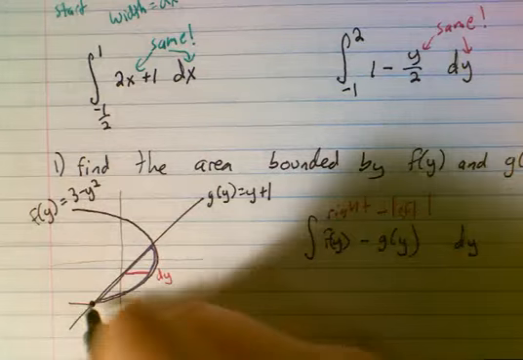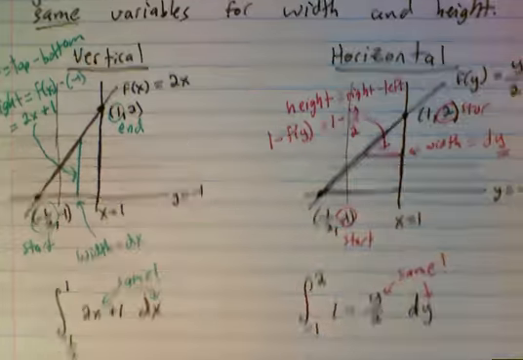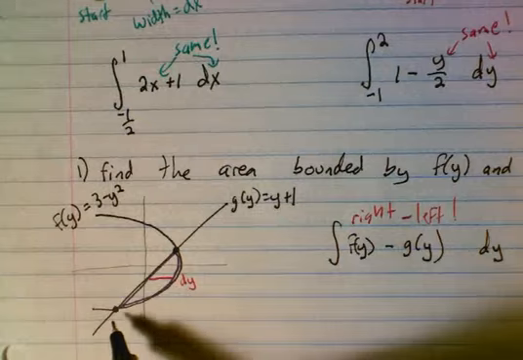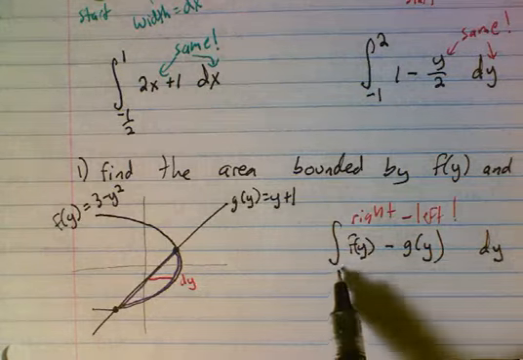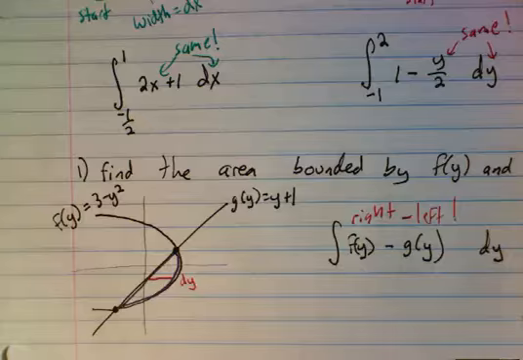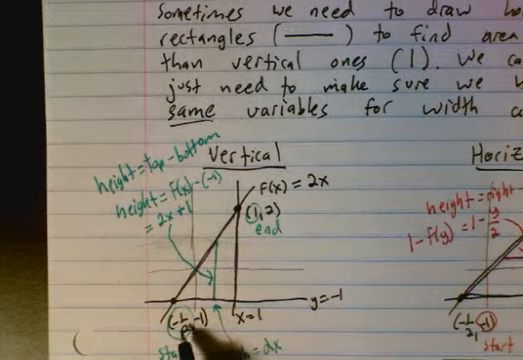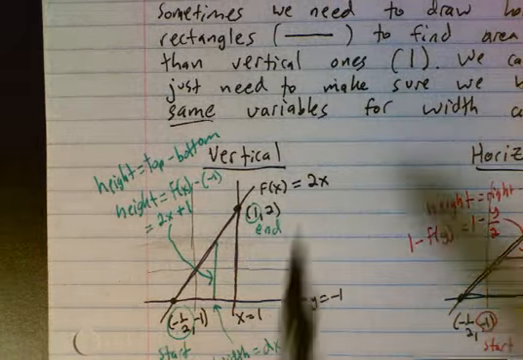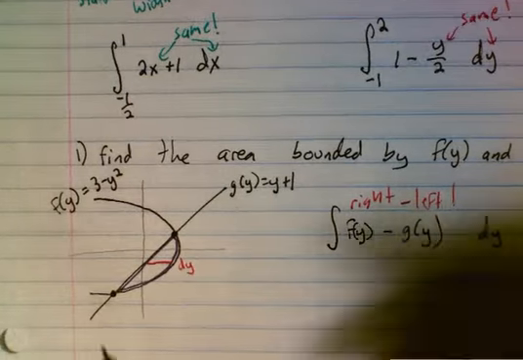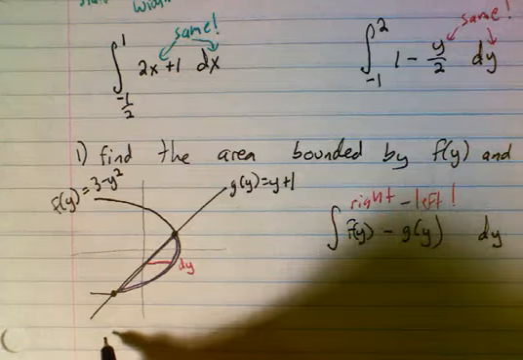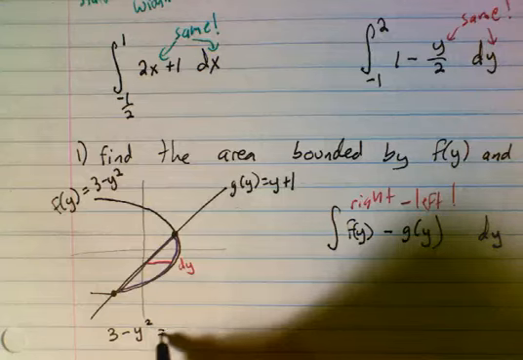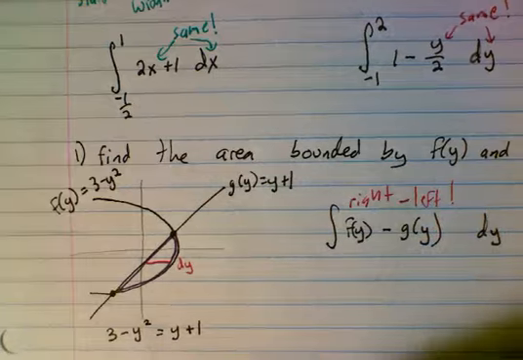Now I need to know my starting y and my stopping y, just like here. It was these y values. What you're looking for here is going to be the same as the variable. So my starting value and my stopping value are going to be y's because that's my variable. Just like here, my starting and stopping values were x's because x was my variable up here. So we can find those values just by setting these equal to each other, just like we did when they were x's. So 3 minus y squared equals y plus 1.